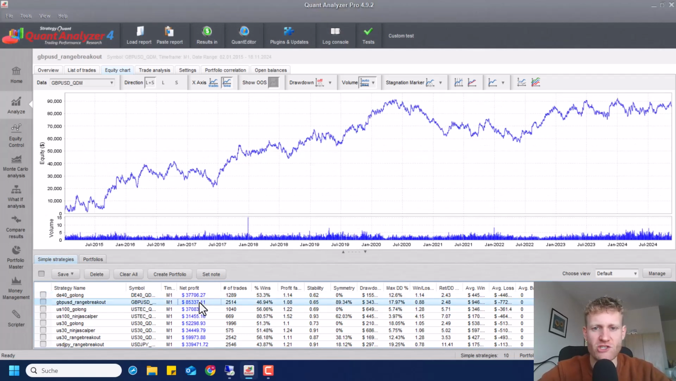Then we have GBP/US dollar range breakout. This one is also struggling for a very long time, but as I always try to explain in my videos, for me it is not a problem if a strategy is struggling for some months or even years, because I believe that in the long run, strategies that have proven to be profitable over many, many years can still be profitable. This is why I use the GBP/US dollar range breakout.